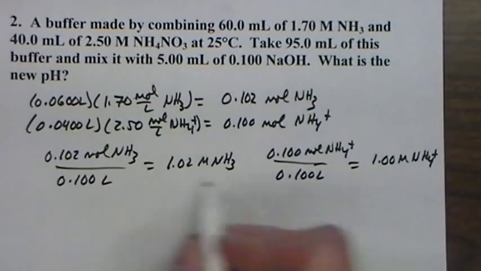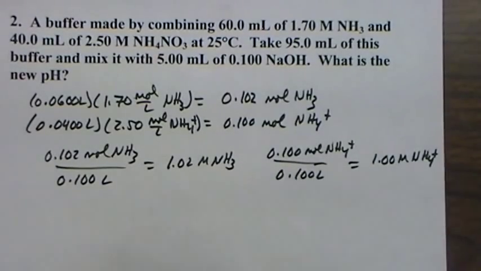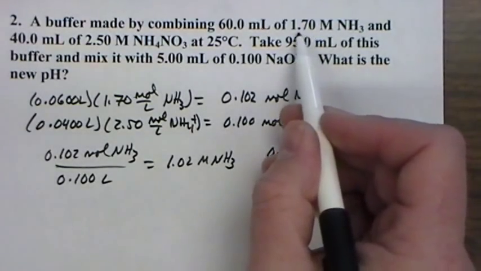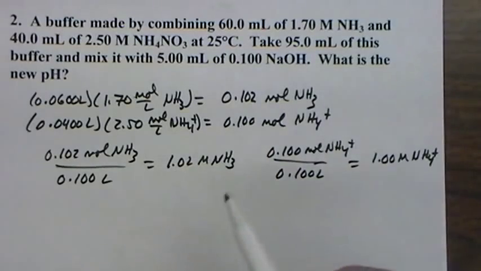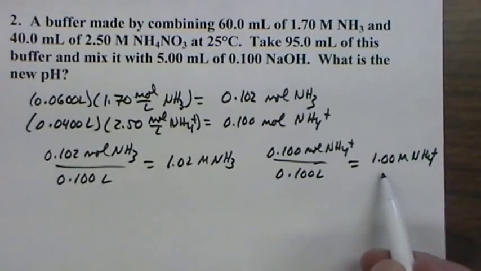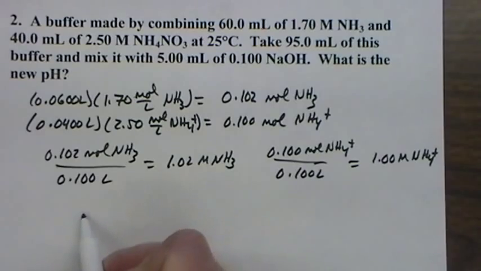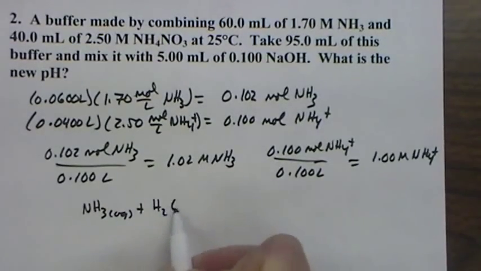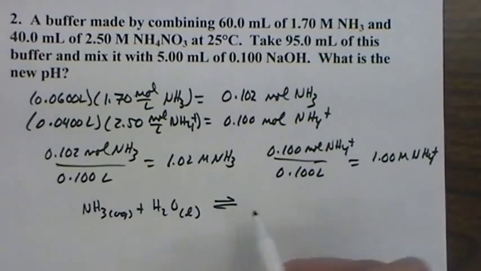Now, these are the concentrations of ammonia and ammonium ion now that they've been mixed together. The concentration of ammonia before it was mixed was 1.7, now it's 1.02, so it's dropped. This one turned out to be 1 molar, that was just by chance. So we can put these values into this expression to determine the pH of the buffer before we add the base.